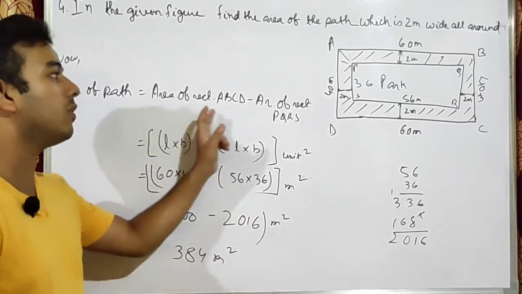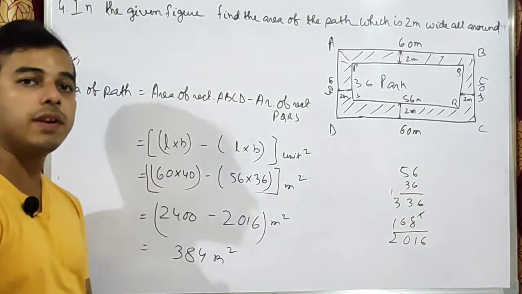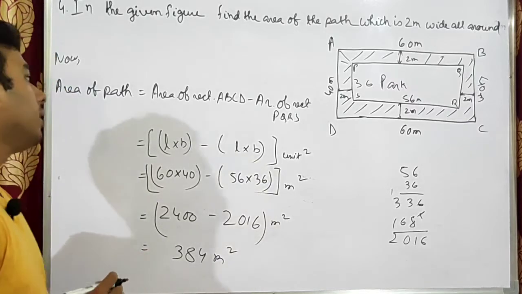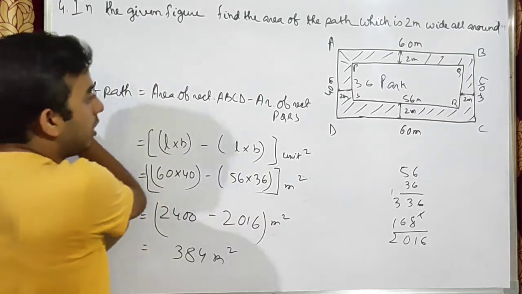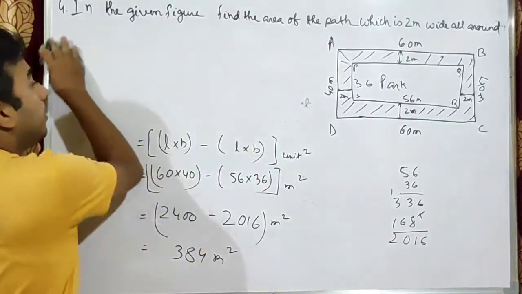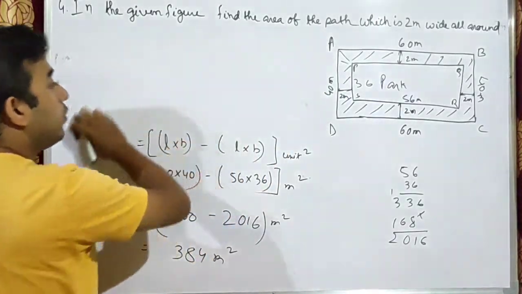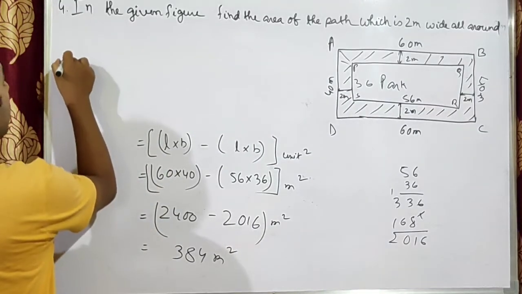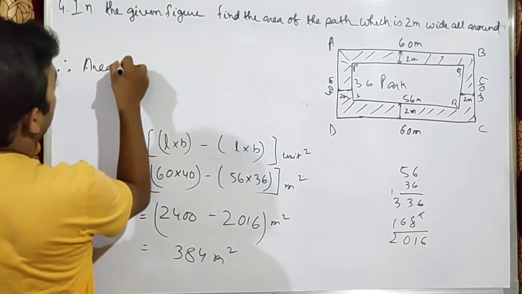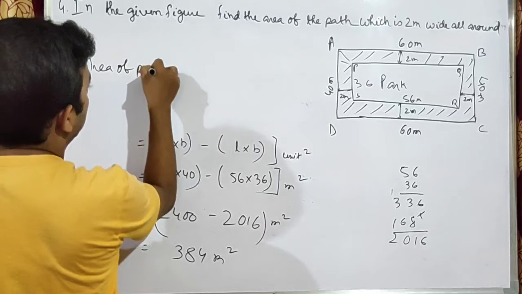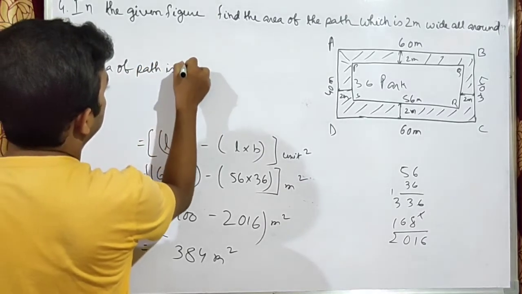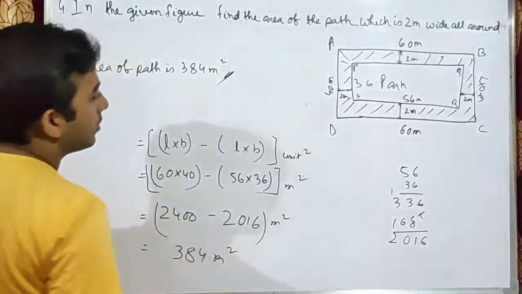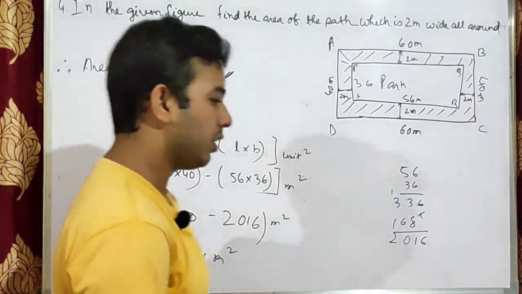Area of path equals area of rectangle ABCD minus area of rectangle PQRS. I hope this is clear to you. Okay. So now the conclusion line we will write: therefore the area of the path is 384 meters square. Clear? Okay.